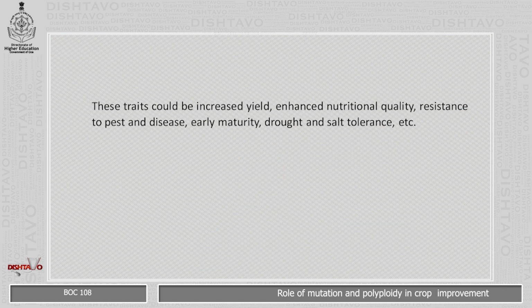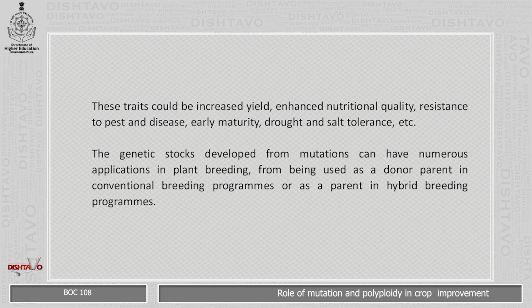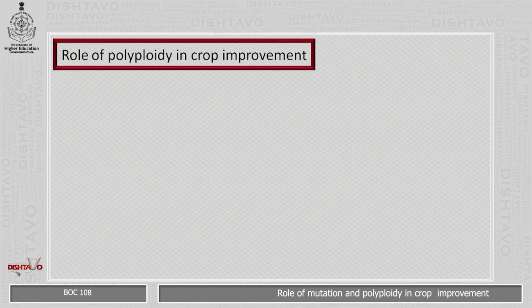These traits that we talk about may include resistance to pests and diseases, enhanced nutritional quality, early maturity, and drought and salt tolerance. The genetic stocks developed from mutations can have numerous applications in plant breeding. As we have seen, they can be used as donor parent in conventional plant breeding programs or as a parent in producing hybrids. Role of polyploidy in crop improvement.